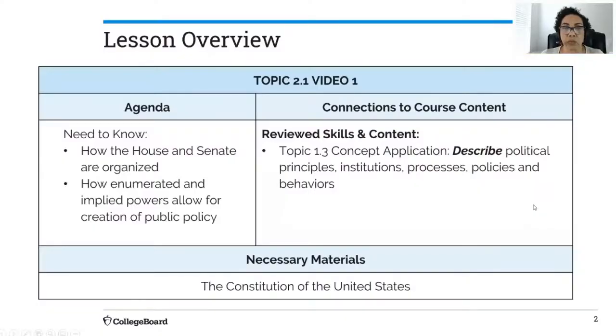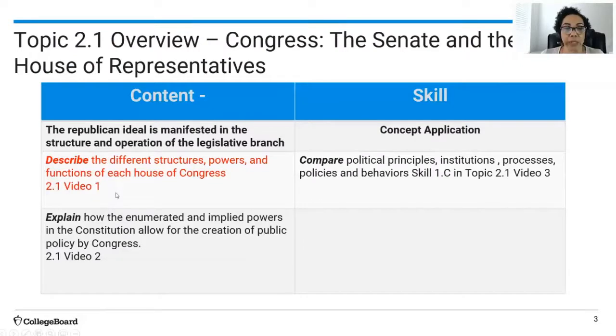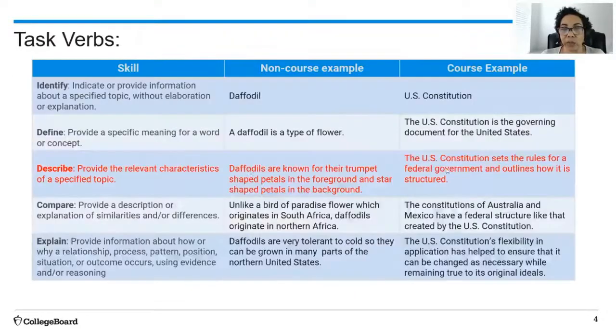So this is just a lesson overview here. Here I have highlighted where we are, describing the different structures, powers, and functions of each House of Congress. This is in video 1 here. I've put in here the task verbs and highlighted where it is that we are.